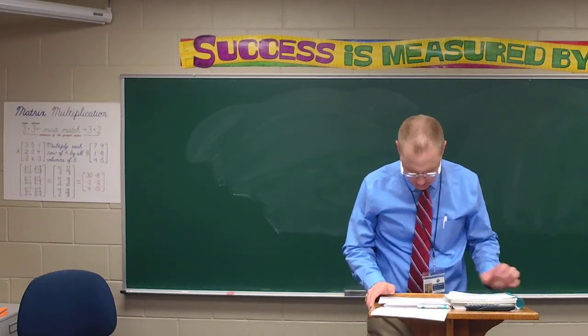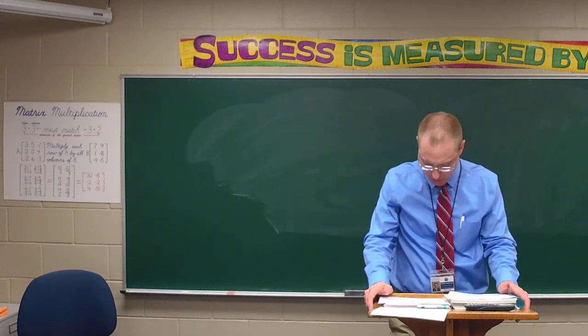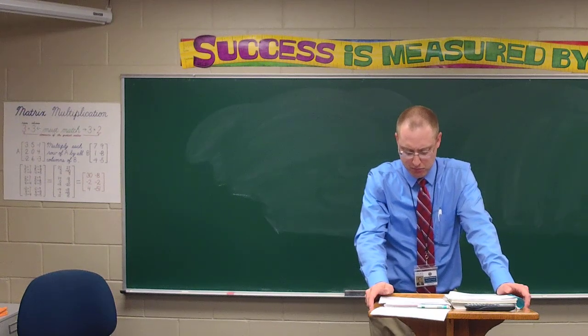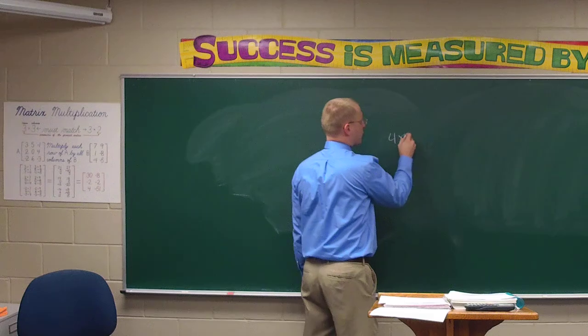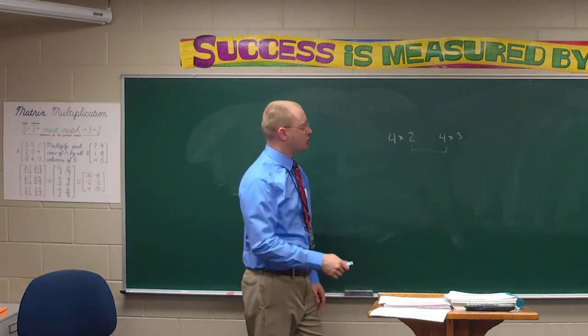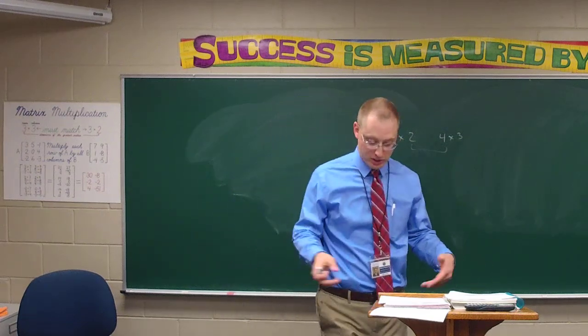Number 12, you had 2 matrices being multiplied together. But could they be? Well, what's the dimensions of the first one? 4 by 2, and the second one is 4 by 3. Do the inner dimensions match? So there we would have just said not possible, or can't be done, or no can do, something like that.